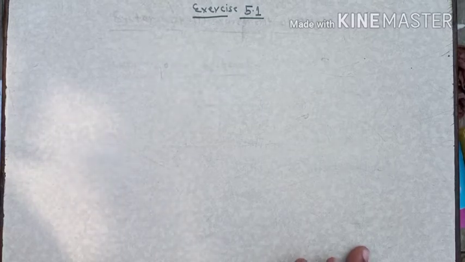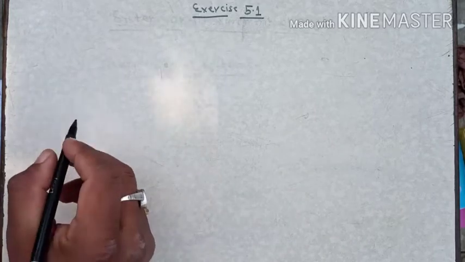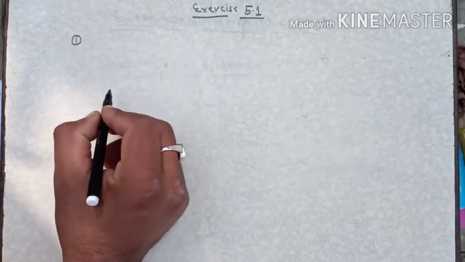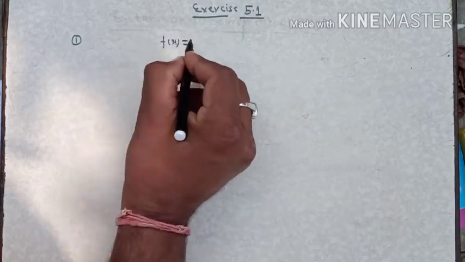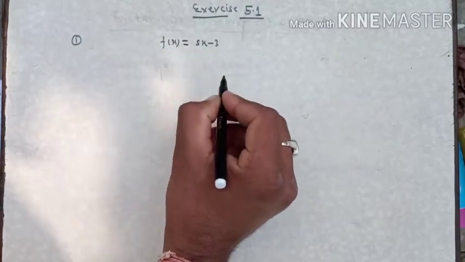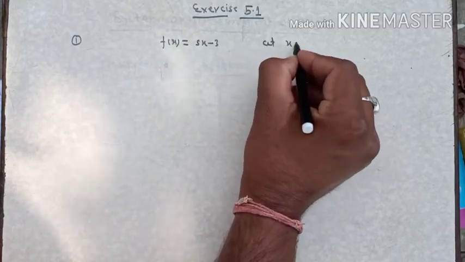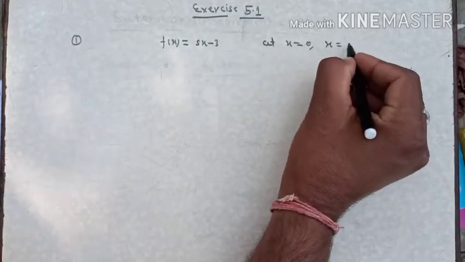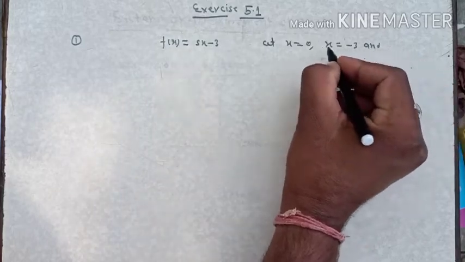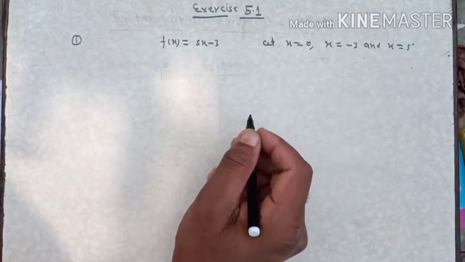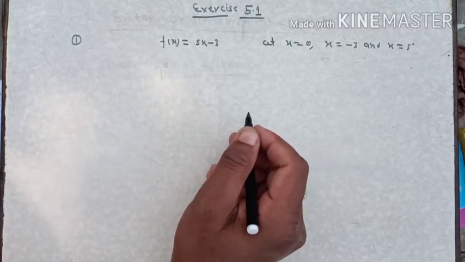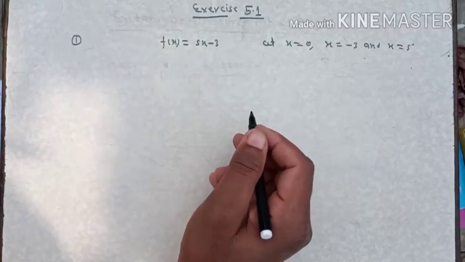Today I want to solve some problems based on continuity. So exercise 5.1, first question: prove that the function f(x) = 5x - 3 is continuous at x = 0, x = -3, and x = 5. So three points are given at which we have to find the continuity of the function.